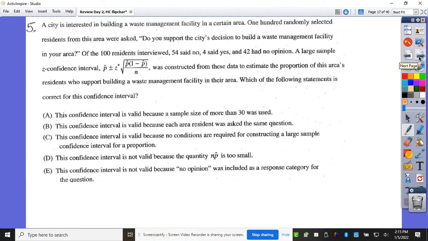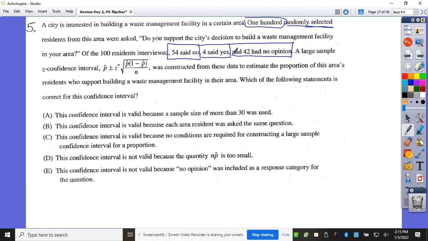Number 5. A city is interested in building a waste management facility in a certain area. 100 randomly selected residents from this area were asked, do you support the city's decision to build a waste management facility in your area? Of the 100 residents, we had 54 say no, 4 say yes, and 42 had no opinion.